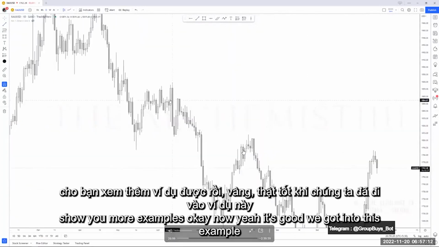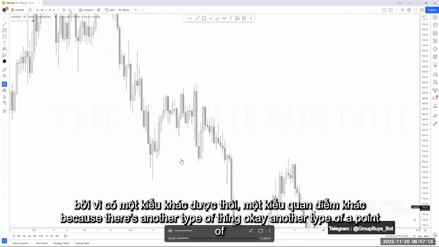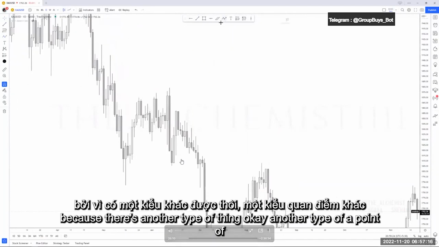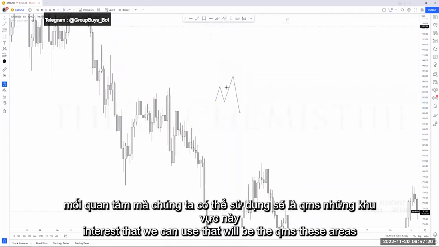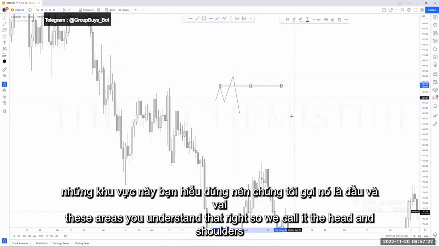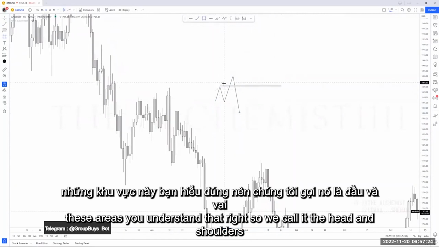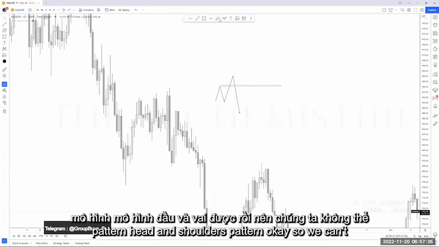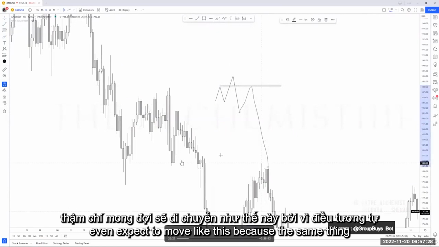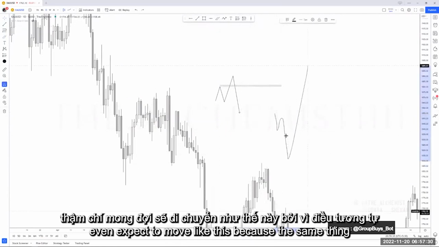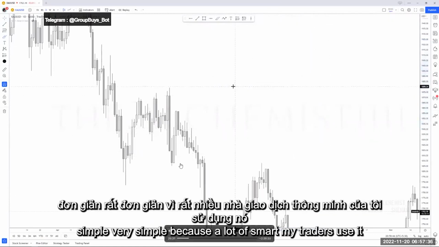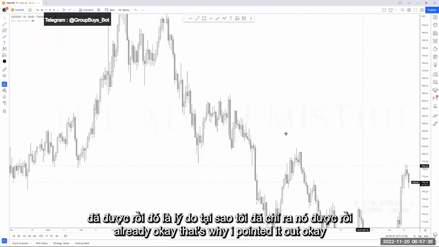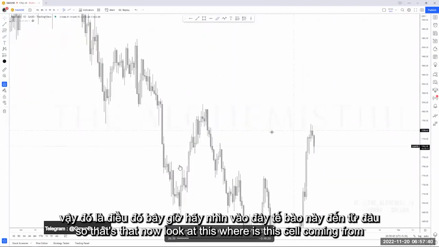It's good we got into this example because there's another type of point of interest that we can use. That will be the QMs. These areas. You understand that, right? We call it the head and shoulders pattern. So we can even expect a move like this. Same thing, these areas could be used as our zones of interest. You get that, right? Very simple. A lot of smart money traders use it already, that's why I pointed it out. Now look at this.